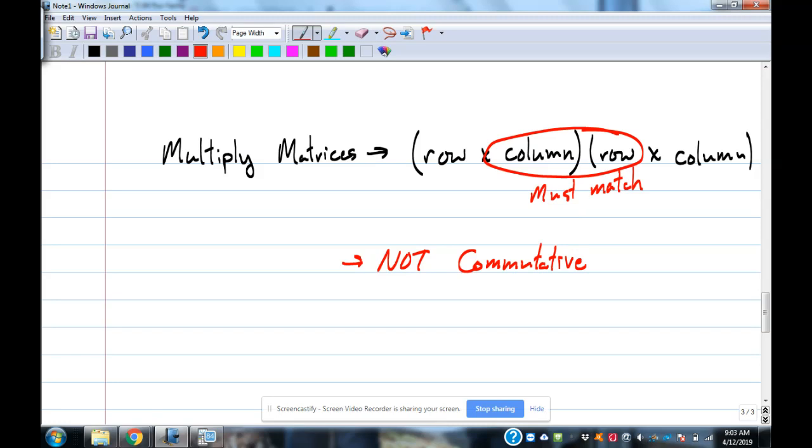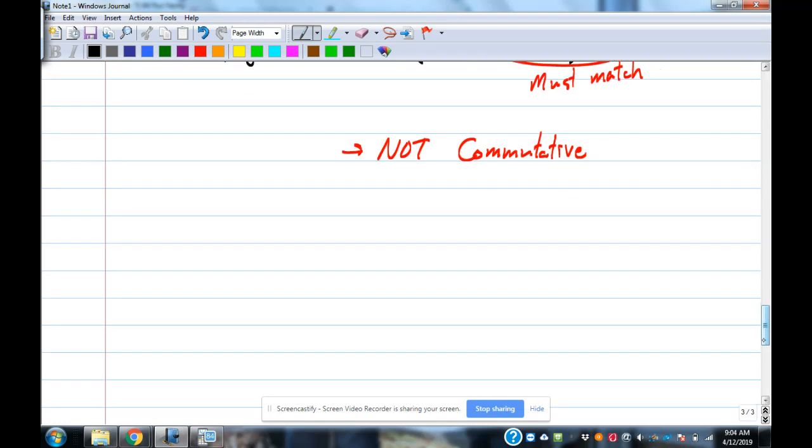So if it's written matrix A is on the left and matrix B is on the right, A times B does not necessarily match B times A like it does with regular numbers. 3 times 2 is 6, just like 2 times 3 is 6 in regular numbers. But with matrices, it doesn't always work. It doesn't work that way very often, only with certain types of matrices. Does that work?